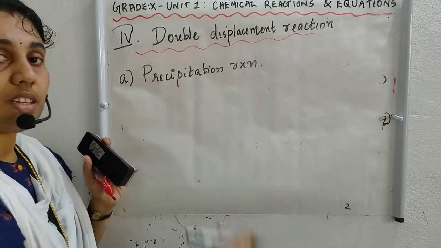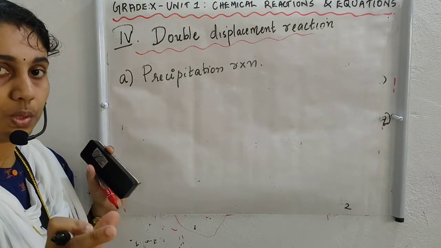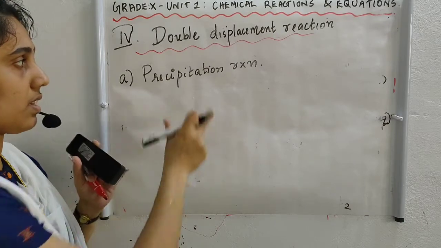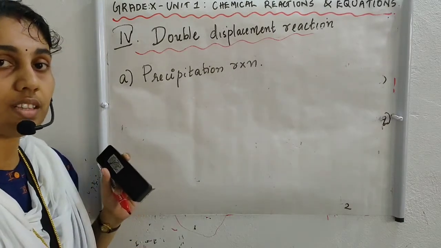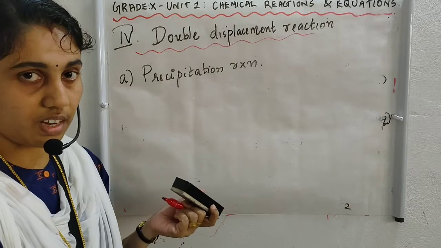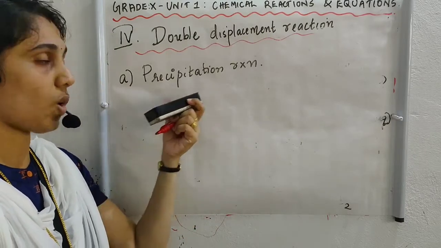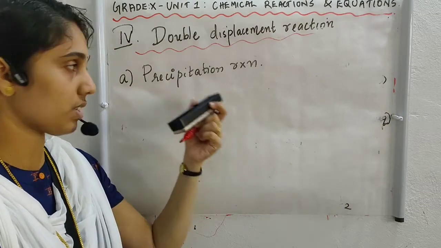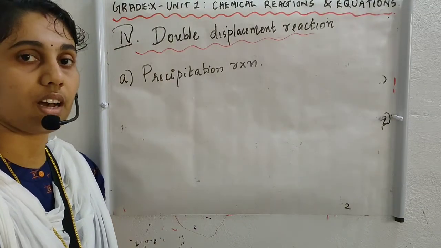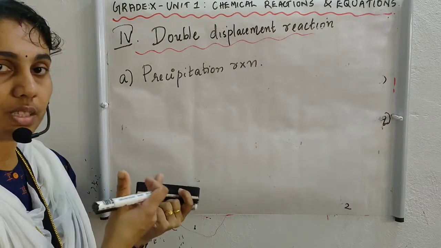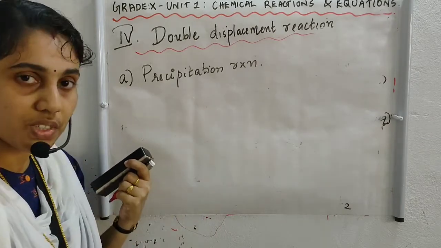When we are mixing two aqueous solutions, immediately a solid substance is formed. That sort of reaction we call a precipitation reaction. Mixing two solutions and a solid substance is formed. So, in the earlier examples, many of the double displacement reactions are precipitation reactions.